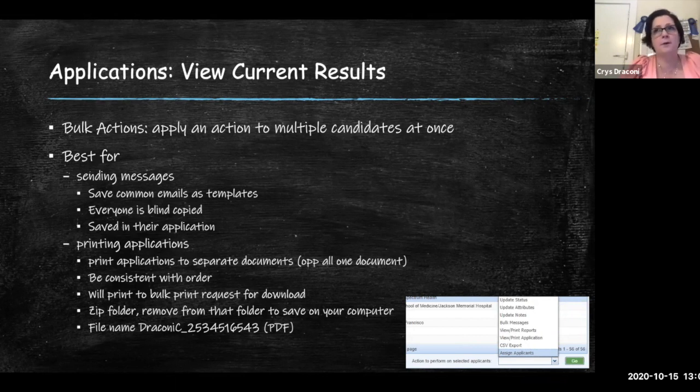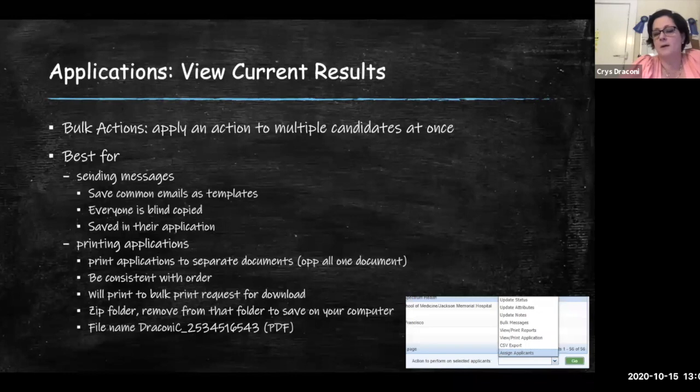Probably the most important thing that you, as a coordinator, are going to do on the screen. So you can do however many of the people that you want to print their applications for all at once. And then CSV export, but there's a better way for that part, so I'm not even going to talk about it. And then assign applicants. So we're going to talk about that.